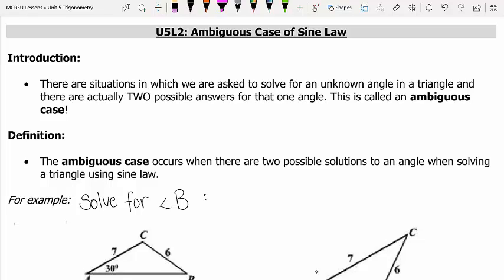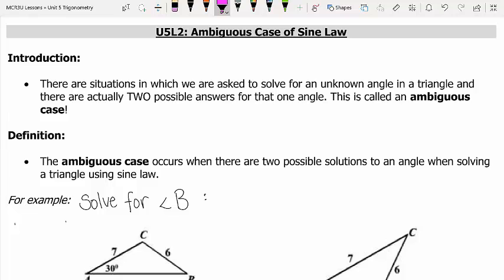Unit 5, Lesson 2, the ambiguous case of the sine law. Sometimes there are going to be situations where you're asked to solve for an unknown angle, and there's actually going to be two possible answers for that angle. When this happens, that is called an ambiguous case.